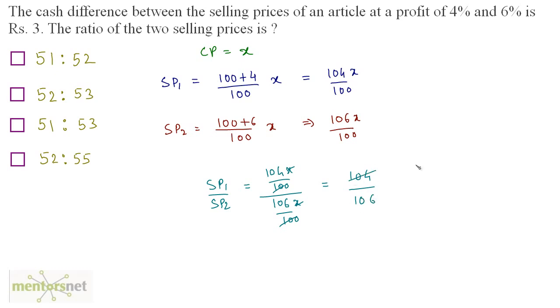So we can divide both the numerator and denominator by 2. We get 52 divided by 53. So this is 52 is to 53. So the ratio is this. So our option is option 2. We did not make use of this anyway. So that's good.